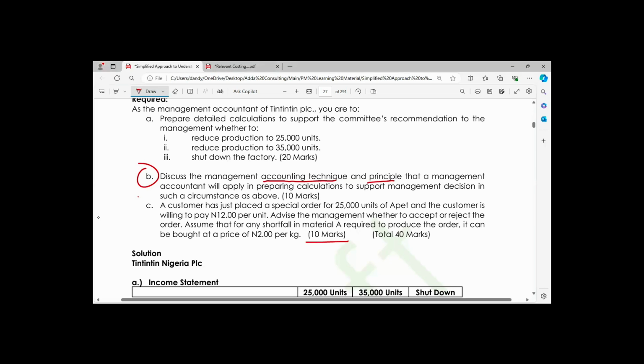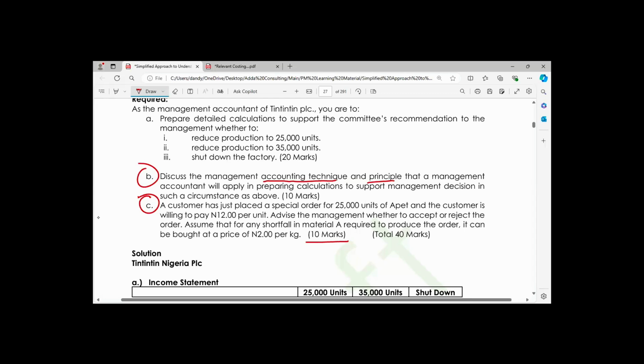C, I will not talk too much on this number C for now because it's a topic on its own. Like I mentioned, when you finish relevant costing, we are moving to short-term decision. You know, this is an exam question. So it is believed before this exam is set that you won't have covered the syllabus A to Z. So the examiner is mixing together different things, three different topics in this particular question.